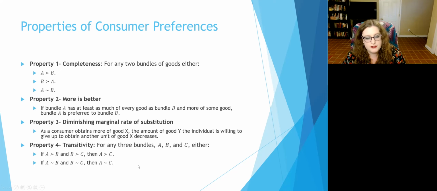Transitivity just means that preferences make sense. We don't have people going crazy, right? We don't have people saying, I like the black one more than the blue one, and I like the blue one more than the gray one, and I like the gray one more than the black one. That doesn't make sense, right? It doesn't add up for transitivity.